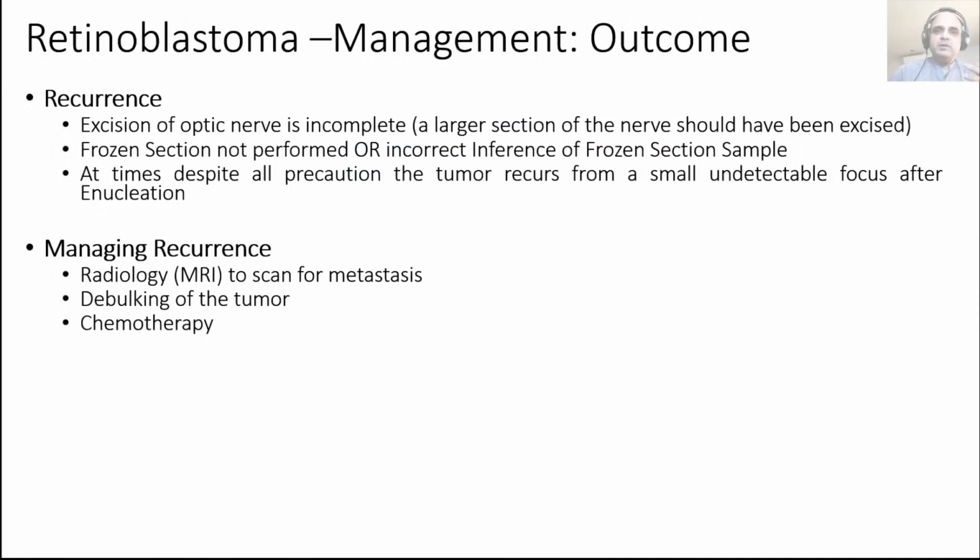Finally, we are going to talk about outcome, and recurrence is a real possibility, either because the frozen section was done wrong, or when the enucleation was done, a long enough section of the optic nerve wasn't cut, which would increase the chance of the part of the optic nerve left behind after enucleation to actually contain the tumor cells. And sometimes, in spite of your best efforts, recurrence would happen.